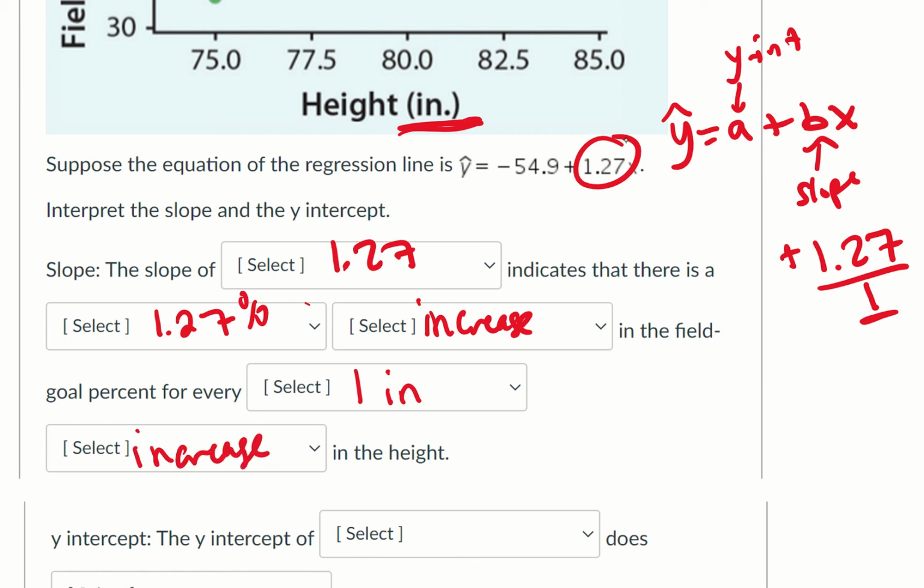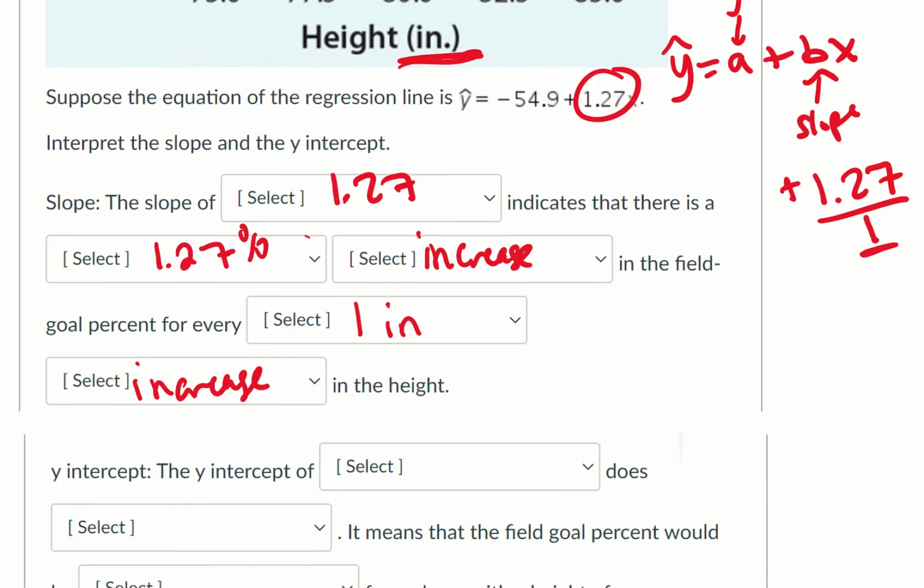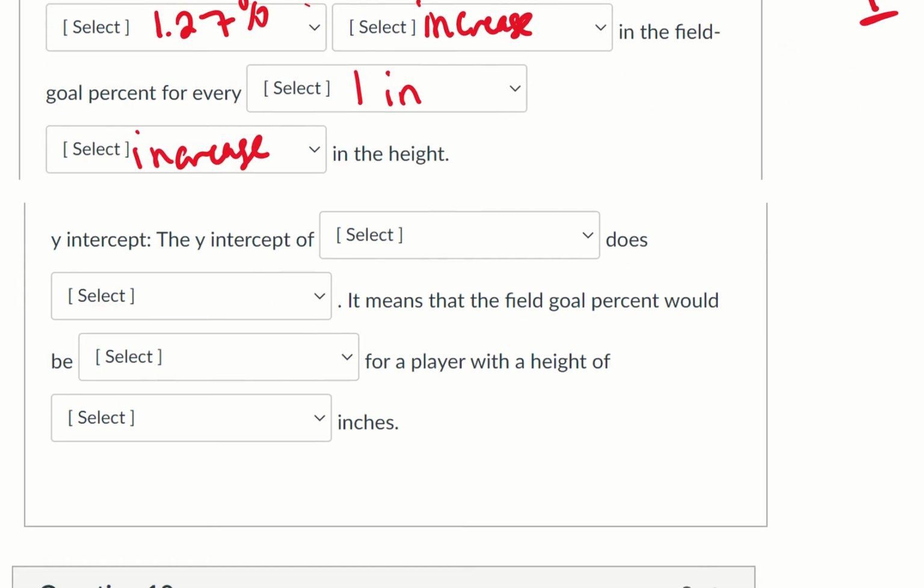So for every time the height increases by 1 inch, the predicted percent increases by 1.27%. It seems there's an edge for every 1 inch, and the field goal percentage increases by that amount, which is pretty interesting. The predicted field goal percentage, anyways.